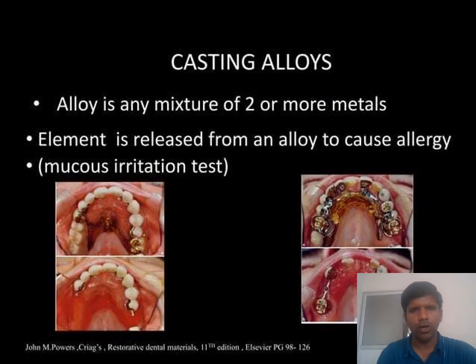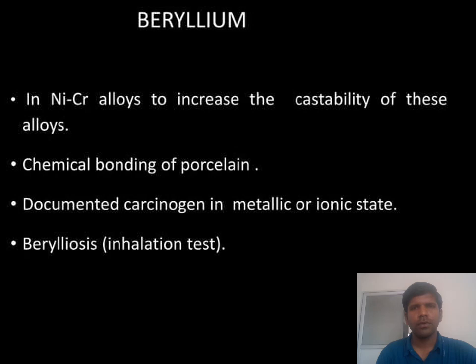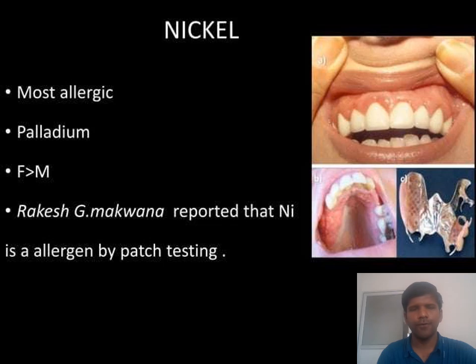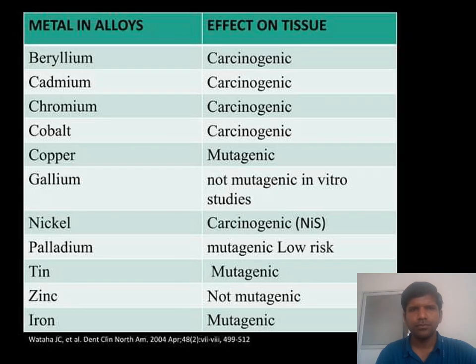Coming to the casting alloys, an alloy is a mixture of two or more metals. An element is released from an alloy to cause allergy. Coming to beryllium, it is added in nickel chromium alloys to increase castability and for the chemical bonding of porcelains. It is a documented carcinogen in metallic or ionic state, and in case of berylliosis, inhalation tests are performed. In case of nickel, it is the most allergic element along with palladium, and metals in alloys and their effect in tissue are seen.